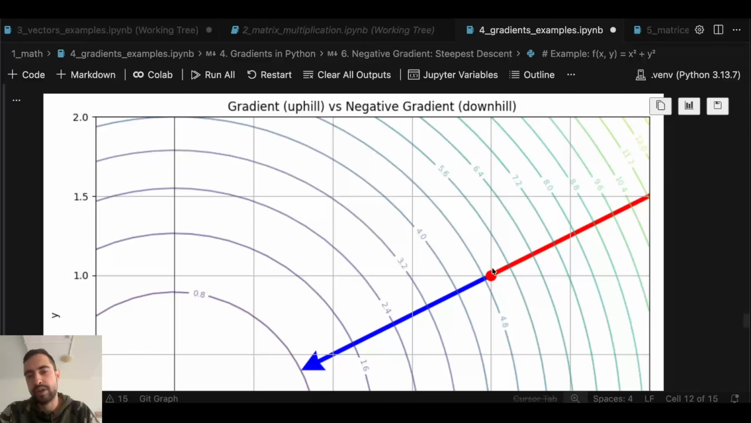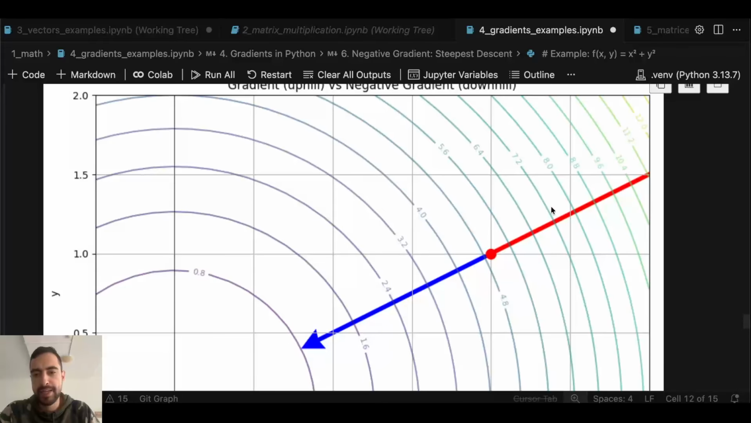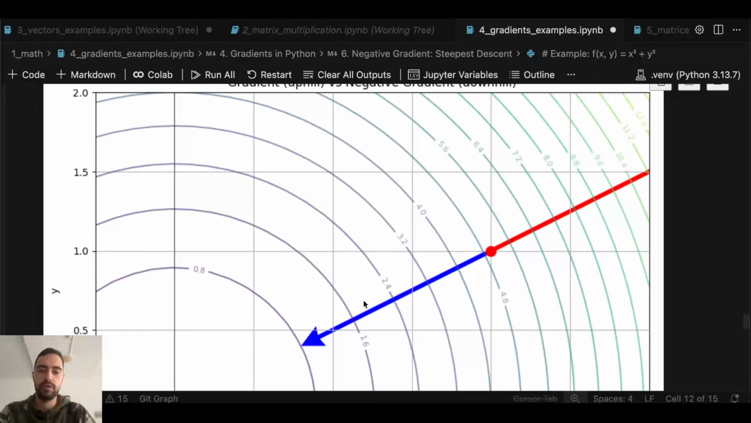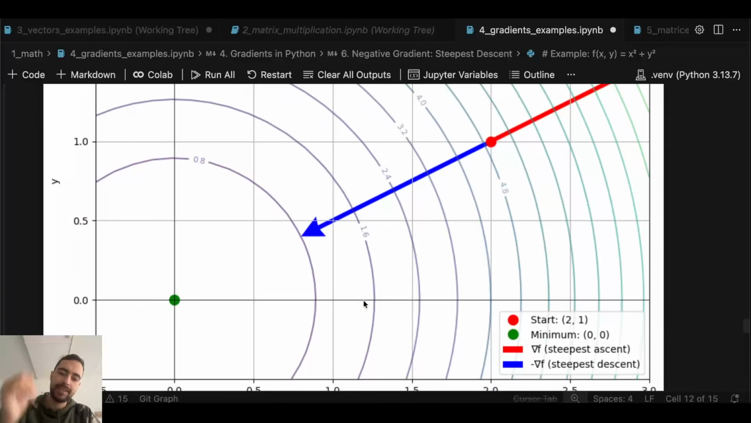(4, 2) will be our arrow right here, but it's not shown fully. But anyways, it points to the steepest ascent, so we want to take the opposite arrow to point at the descent, how to go down the function.